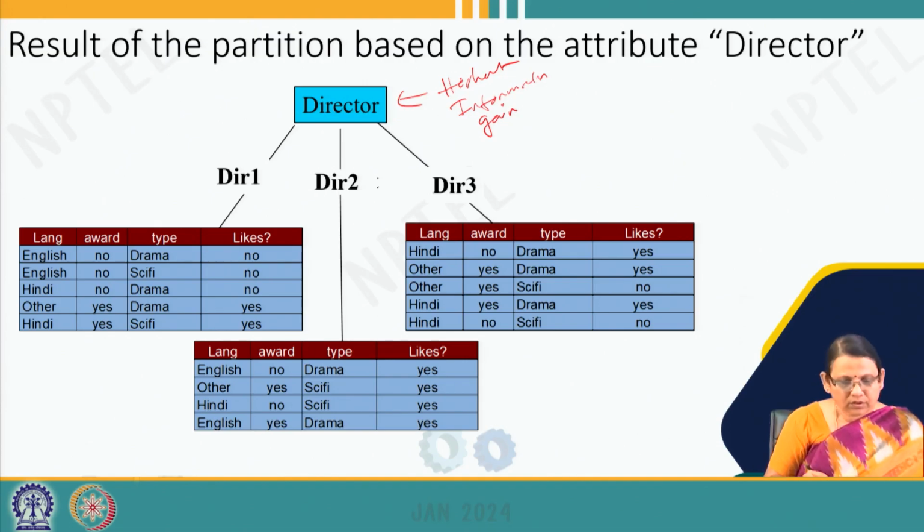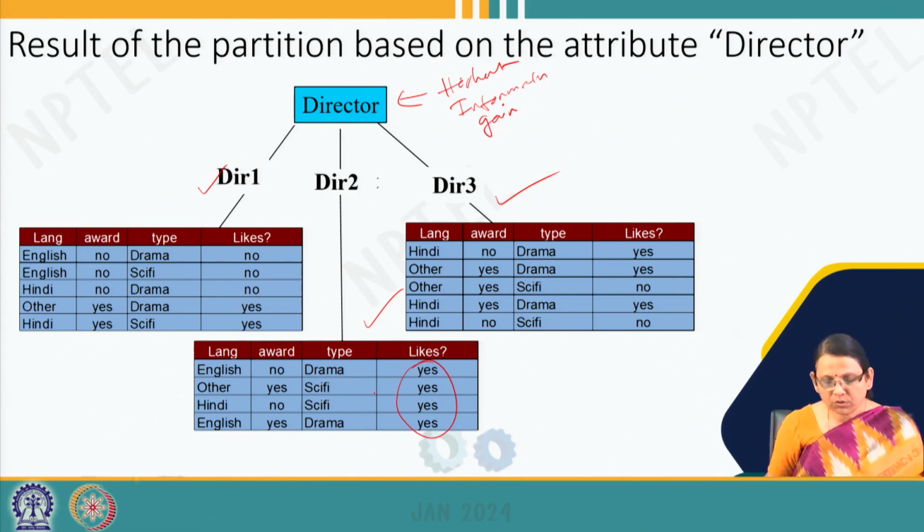Now, with making this as the root, what happened? We have now partitioned the data set. In the first partition, we have kept all the entries with respect to director 1, here all the entries with respect to director 2 and director 3. Now, look at the entries related to director 2, here all the elements are yes. So, we do not have to test further, because if the director is director 2, the person is going to like the movie.